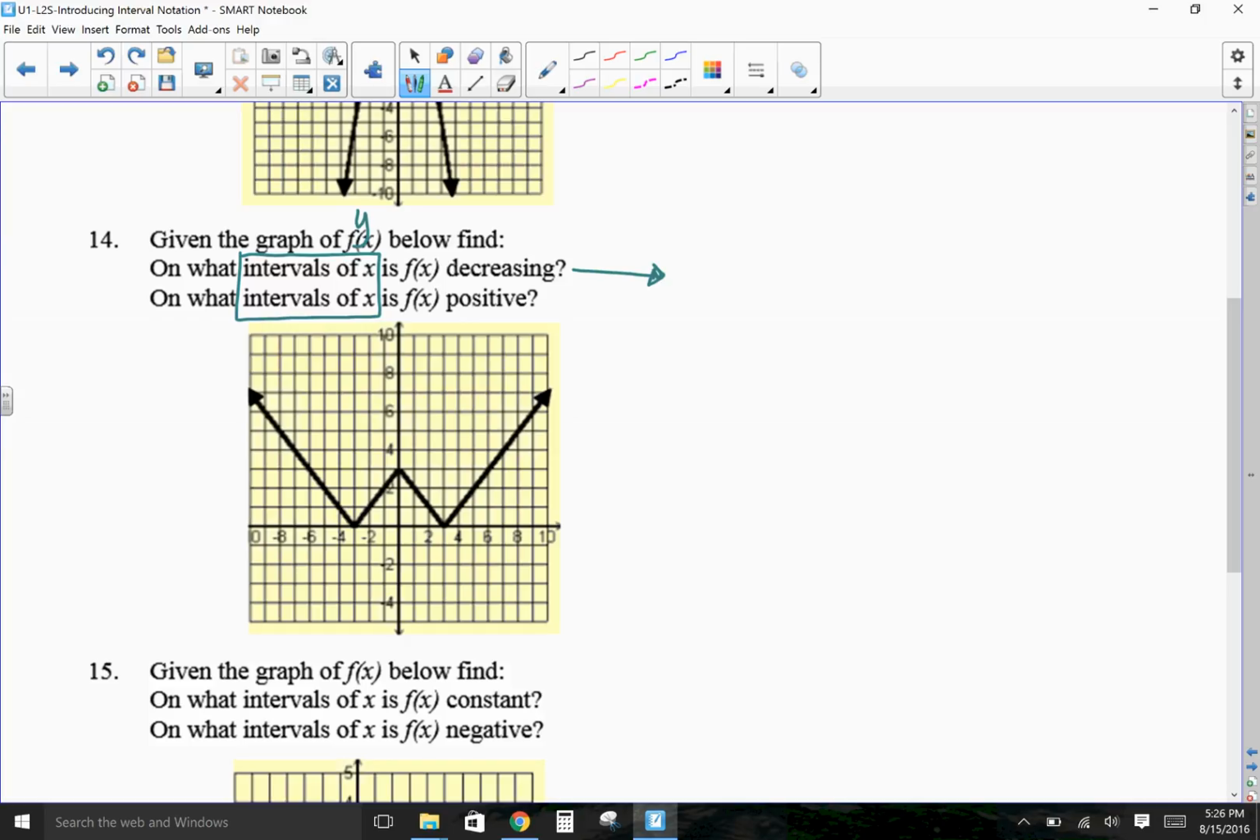So the easiest thing to do, I'm going to see if I can show you this. No, that's not going to look right. All right, let's go back to this.